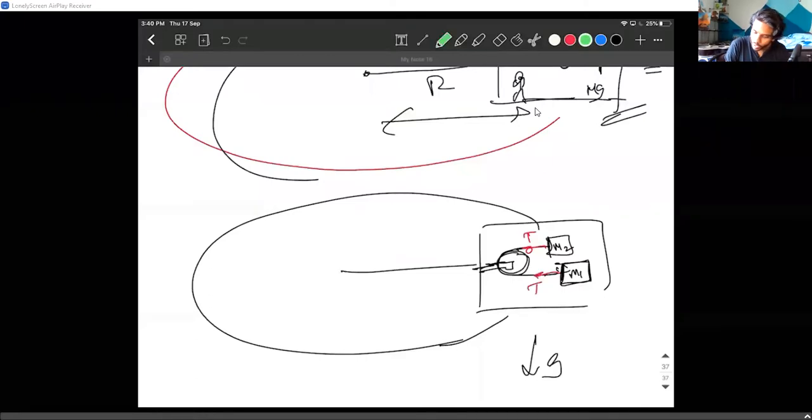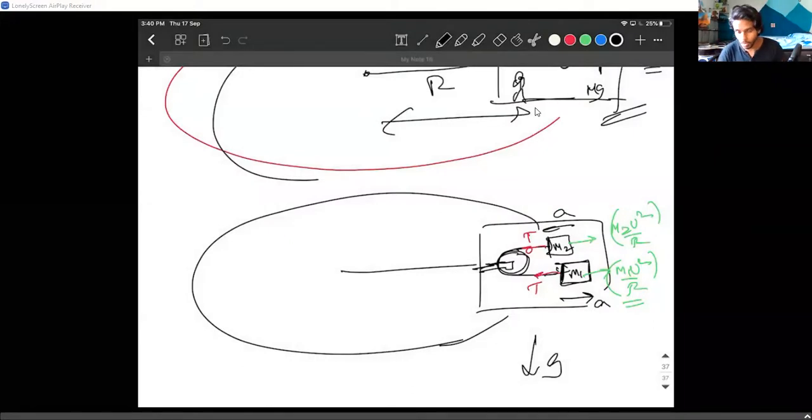But the important point is you'll have M2 V square by R, you'll have M1 V square by R, and these are the forces which are going to accelerate the body. If this accelerates in this direction, this has to accelerate in this direction.